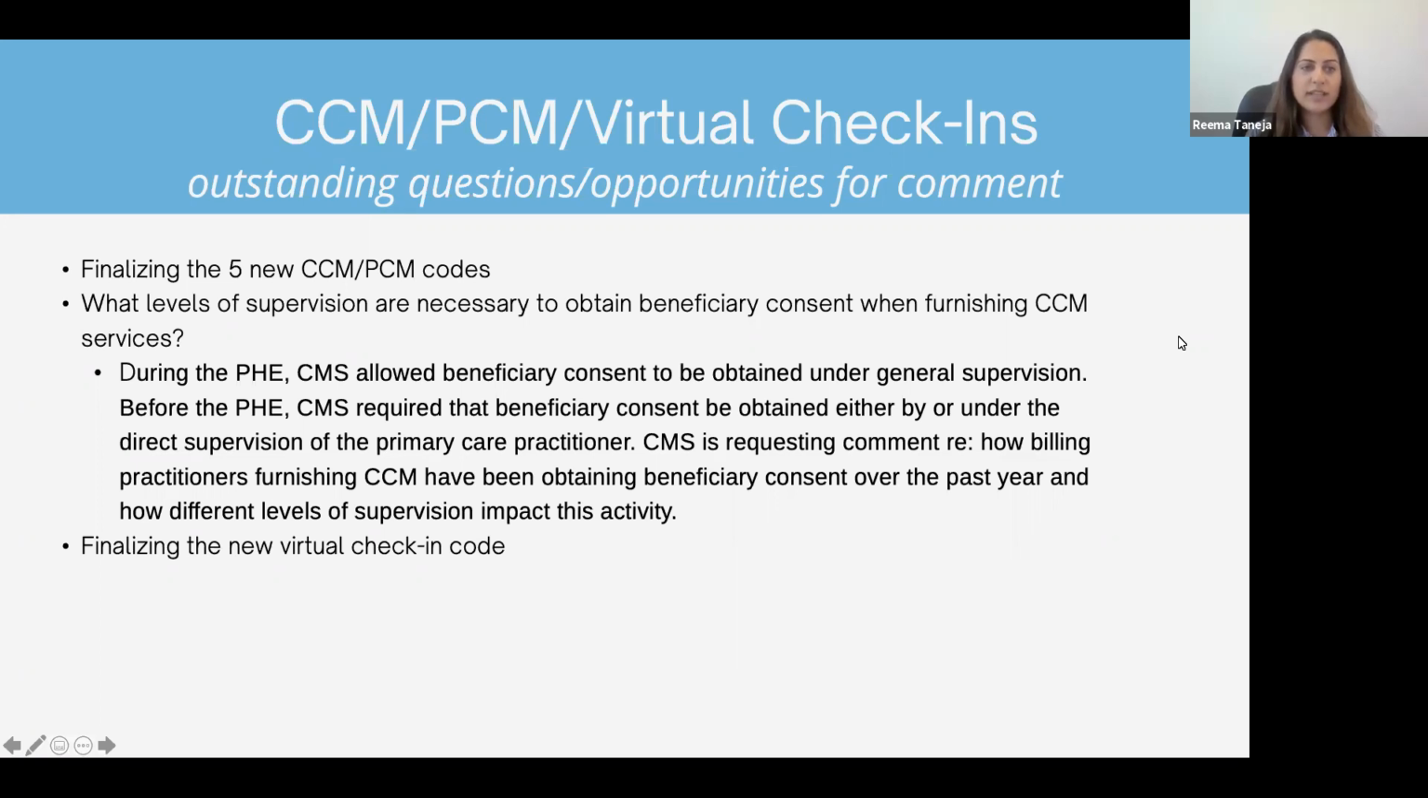So they're interested in seeing how practitioners have been obtaining consent with this flexibility that it can be obtained via general supervision. So I think this would be a good opportunity for clinicians and digital health companies to comment and show that obtaining beneficiary consent via general supervision is a lot more attainable and furthers the industry goal of ensuring that these services can keep being provided without a practitioner necessarily being on site.